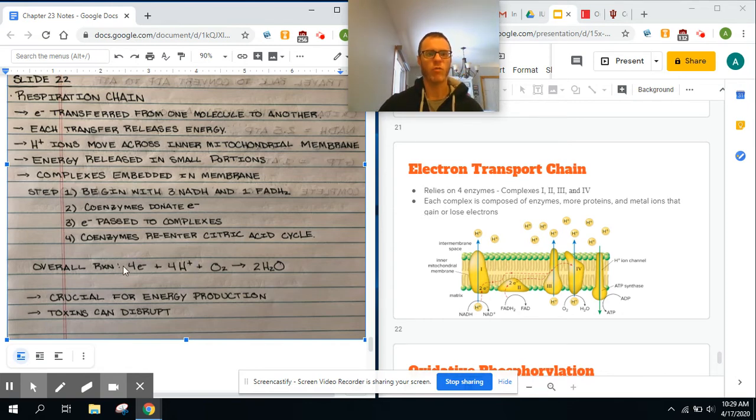So our overall reaction is this: four electrons, four H pluses, and an O2, and we get two waters. This is vital for energy production. If this gets interrupted, we are in deep trouble. Toxins and different metals and poisons and things like that can disrupt what's going on here, and we can't have that.